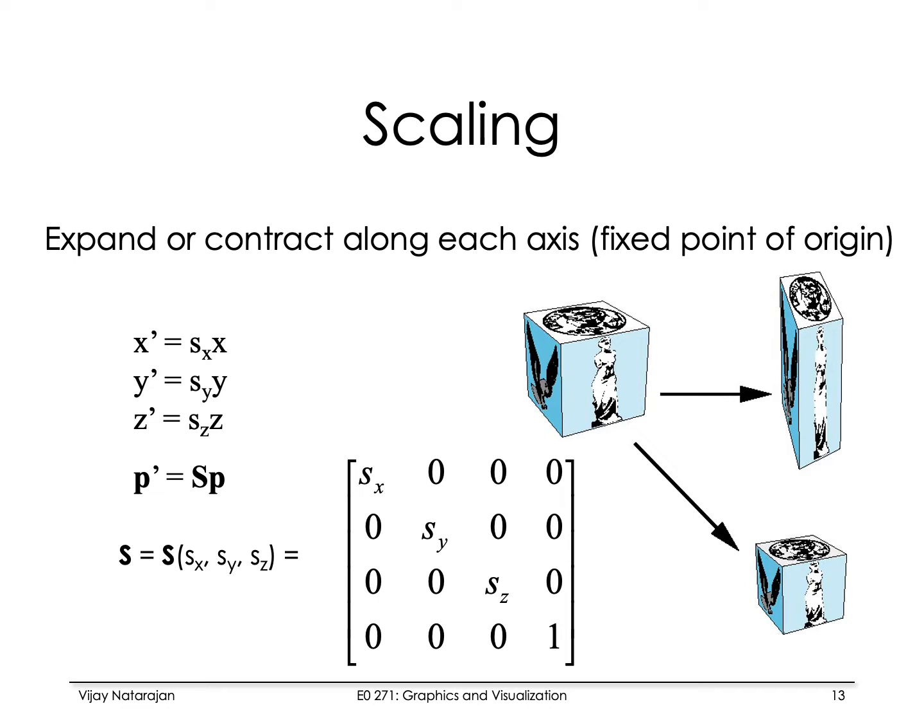So this matrix takes an object like this and scales it along the three axes. For example, if the vertical direction is the y-axis and s sub y is greater than 1, then I get elongation along the y-axis. And if s sub x, s sub y, and s sub z are all less than 1, then I get contraction along all three axes to get this object. So this is the scaling transformation.